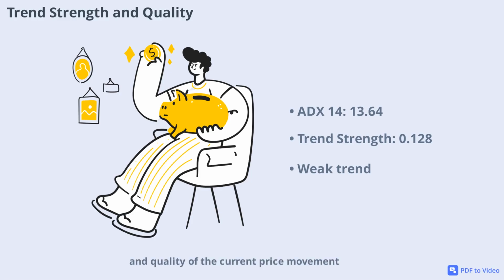Trend indicators help determine the strength and quality of the current price movement. COWG's ADX, average directional index, is at 13.64 and the trend strength score is 0.128. Both values are quite low, indicating a weak or non-existent trend. The trend quality index is 31.32, which also suggests a lack of strong directional movement. In such environments, range-bound trading strategies may be more effective than trend-following approaches.